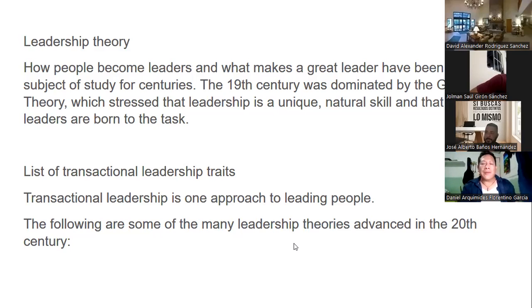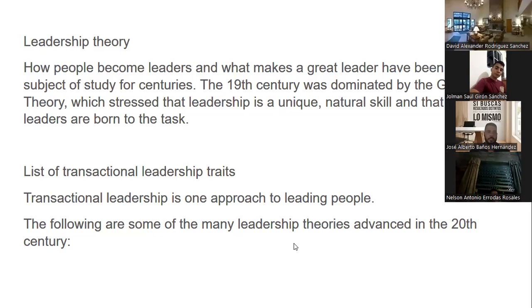For me, it's not clear the idea about the leadership theory, really. Yeah, but actually, go ahead. They are talking about the century of 90s, but they are talking in this paragraph, talk about the, I don't know, really, I don't understand. It's not clear for me.